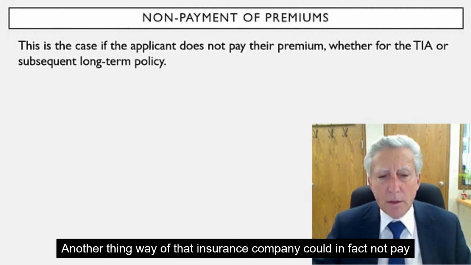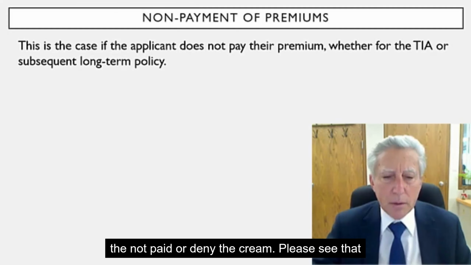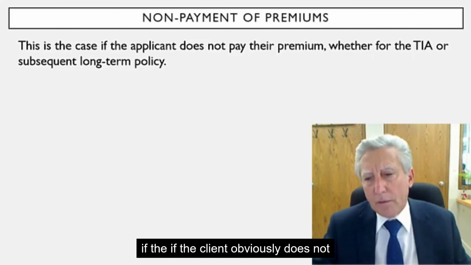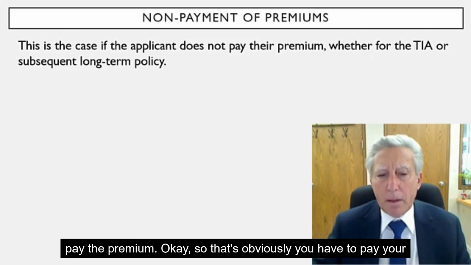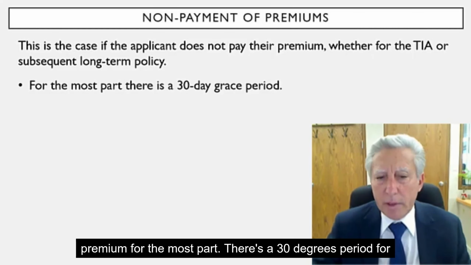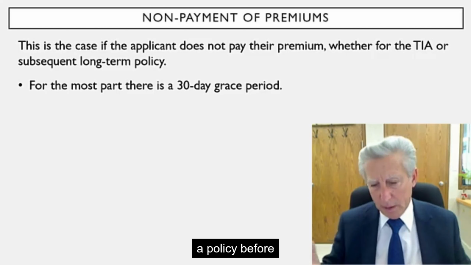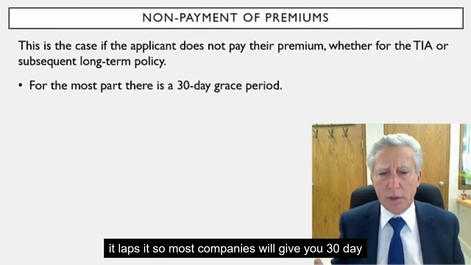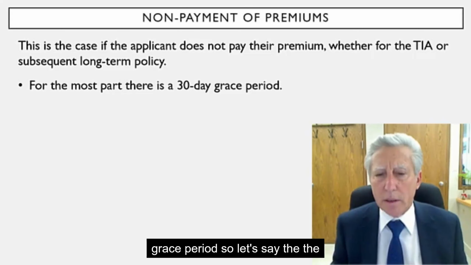Another way that an insurance company could, in fact, not pay or deny the claim, let's see, is if the client obviously does not pay the premium, okay, so that's obviously you have to pay your premium. For the most part, there's a 30-day grace period for a policy before it lapses. So most companies will give you a 30-day grace period.